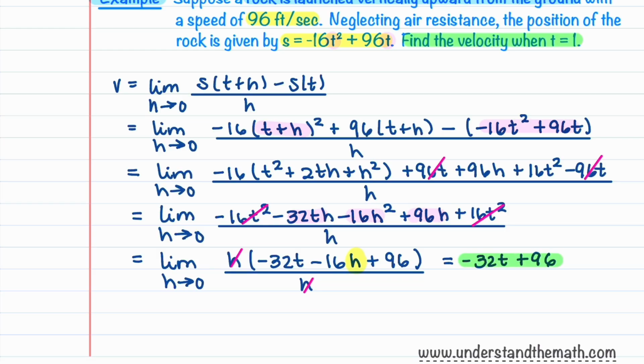Our problem asked us to find the velocity when t is equal to 1. So all we have to do is take v and substitute t is equal to 1, and we can get our answer. So this is minus 32 times 1 plus 96, and that is 64. And we are doing a word problem, which means we have to have units. Our speed that we were given was in terms of feet per second, so our velocity will be in terms of feet per second. So let's write down feet per second. And that is our final answer.